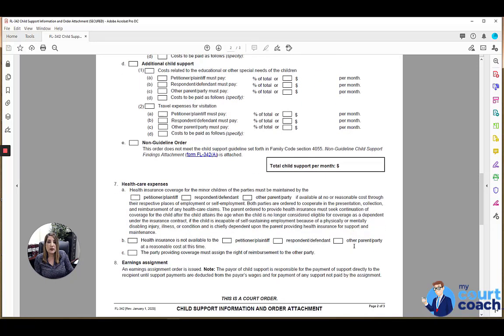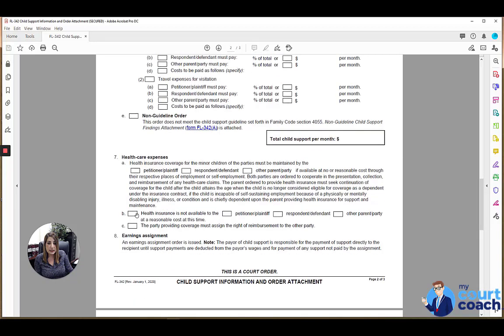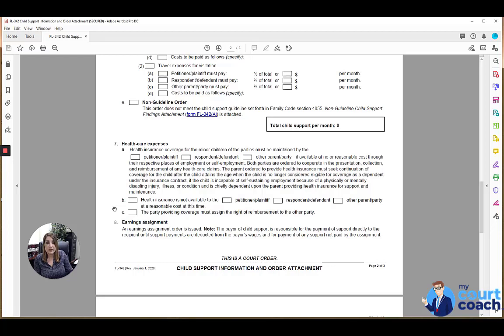If the court makes orders regarding health insurance, then you would want to fill in field 7. 7A is what you would mark if the court orders one of the parties to provide that health insurance so long as it's available to him or her at reasonable or no cost from their place of employment. If health insurance is not available to either party, then you would mark box B. And if the court orders that a party providing coverage must assign the right of reimbursement to the other party, you would mark box 7C.